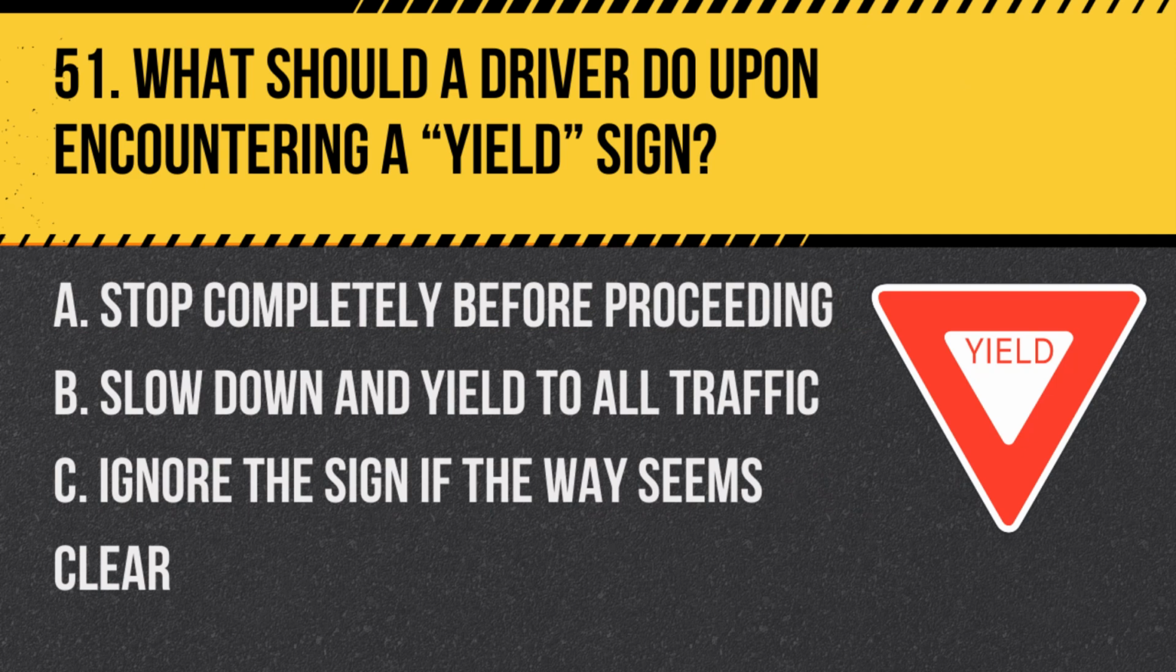Question 51. What should a driver do upon encountering a yield sign? A. Stop completely before proceeding. B. Slow down and yield to all traffic. C. Ignore the sign if the way seems clear. Answer: B. Slow down and yield to all traffic. At a yield sign, a driver should slow down and yield the right of way to all traffic.